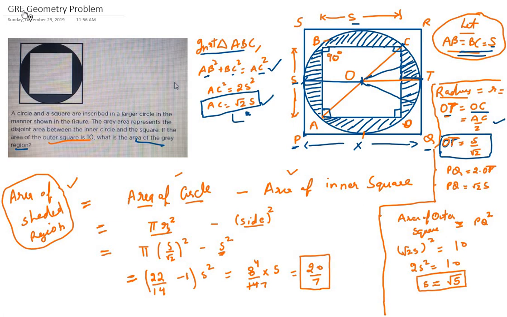And if we apply the Pythagoras theorem here, if you don't know the Pythagoras theorem, you can review it. According to this theorem, the sum of the squares of the perpendicular and base is equal to the square of the hypotenuse. So AB square plus BC square will be equal to AC square. Now AB and BC are equal because they are the sides of the square which we have taken to be S. So AC square becomes equal to 2S square, and so AC becomes equal to under root 2 S.